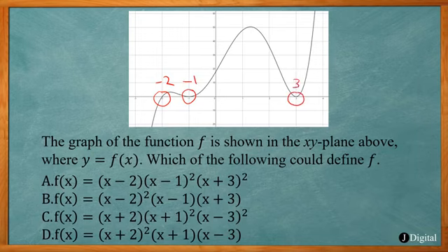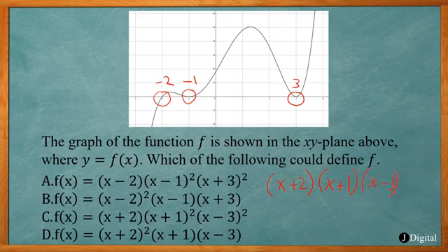So the one at negative 2 is going to be x plus 2. We got to change the sign. One at negative 1 is going to be x plus 1. And the one at 3 is going to be x minus 3.